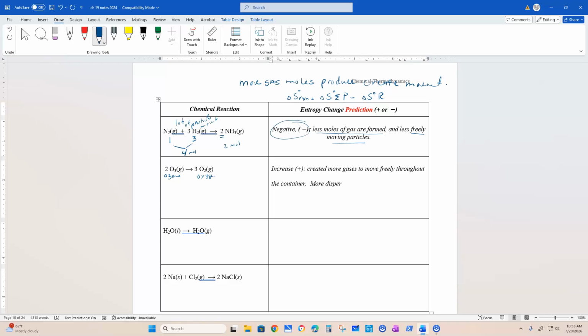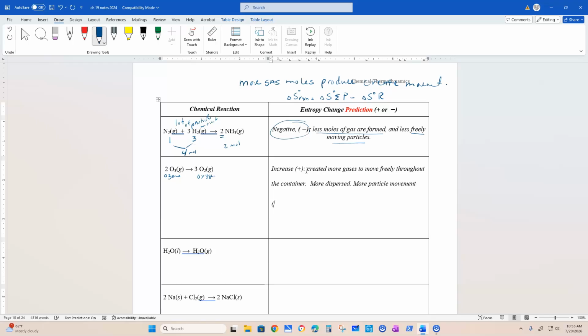You can talk about more particle movement. So when in doubt, refer to the beginning of this chapter, 19.1 to 19.2. How to explain? Remember AP's tip on how to explain.